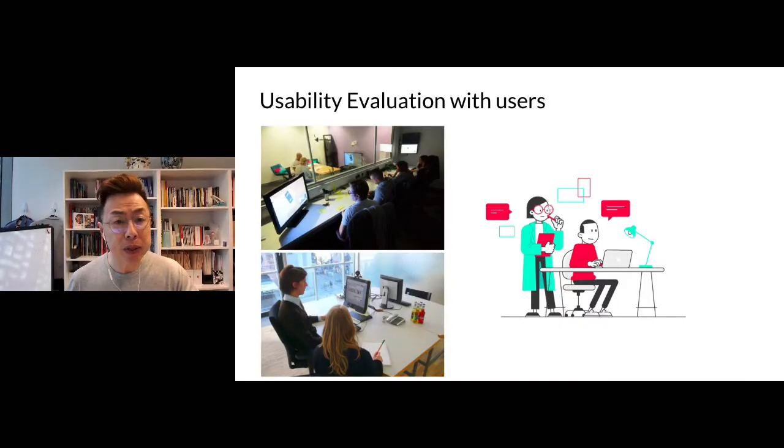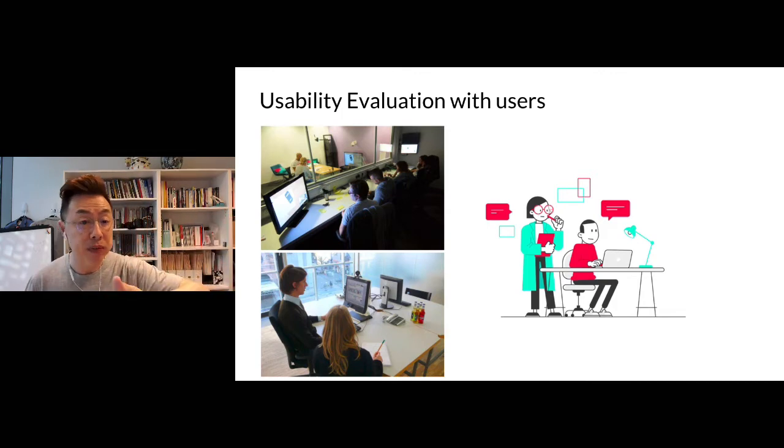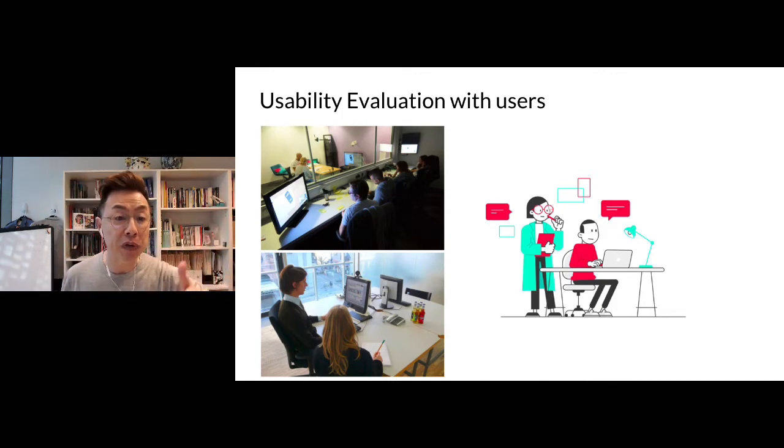When you're conducting usability evaluation with users, it is often conducted in a very controlled environment, as the pictures here show. Sometimes it's conducted not only in a room, but with a one-way glass where observers sit on the other side with a microphone that can hear everything, as well as record the whole thing.